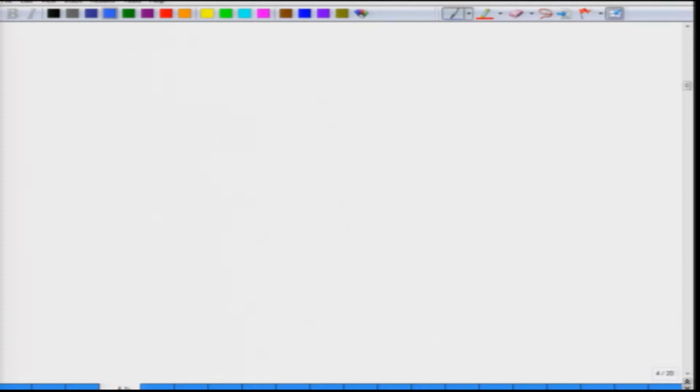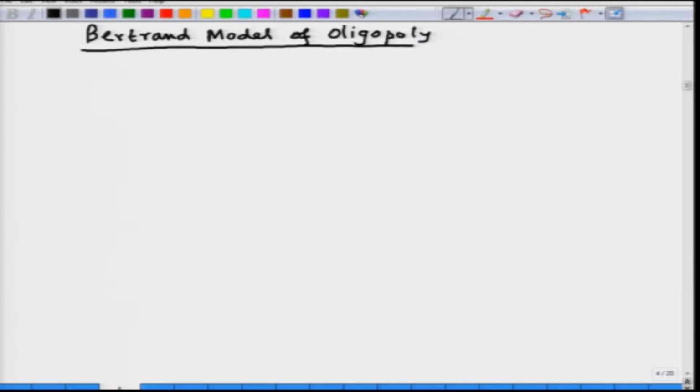Now, let us move on. So, now let us think of a different model, which is the Bertrand model of oligopoly. In the previous model, which is the Cournot model, the two firms were simultaneously choosing the quantity and the price was determined from the inverse demand curve. In the Bertrand model, the two firms are simultaneously going to choose the price and they produce enough output to meet the market demand.